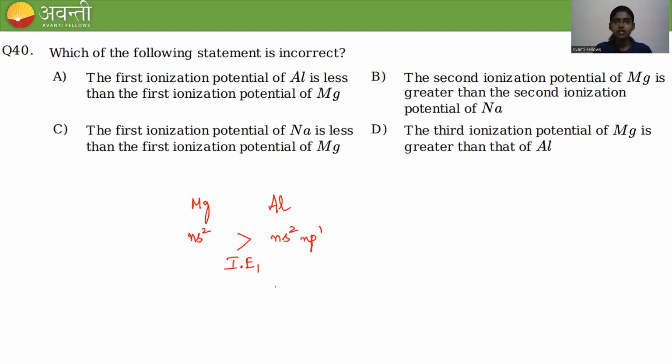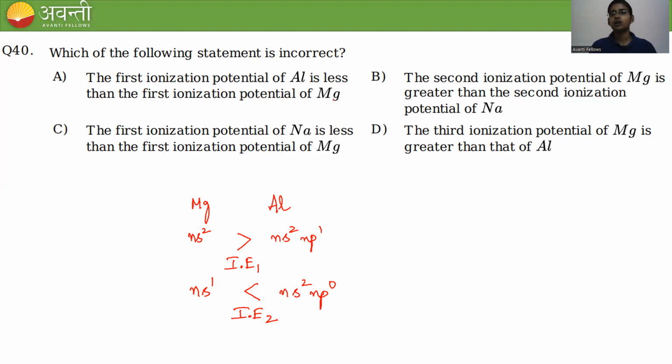Okay, now after removing the electron, magnesium attains ns1 and aluminium attains ns2 np0. Now in this case, the energy required to remove the electron from aluminium is more. So the second ionization energy is more for aluminium. So what does the first option say? The first ionization potential of aluminium is less than the first ionization potential of magnesium. That is the correct statement.